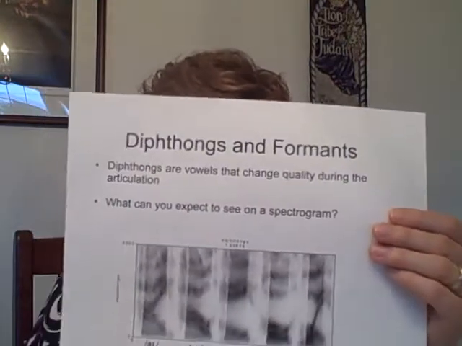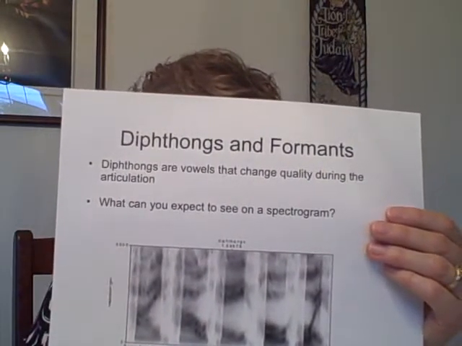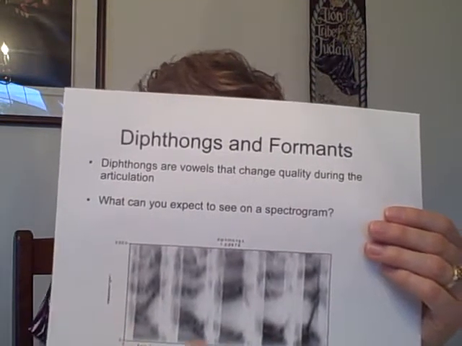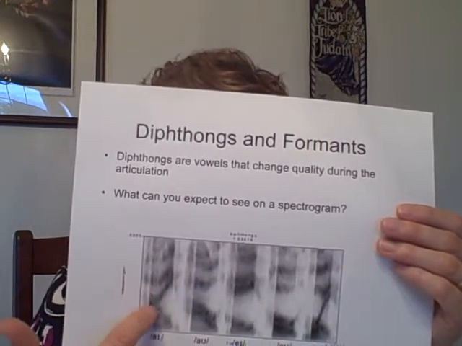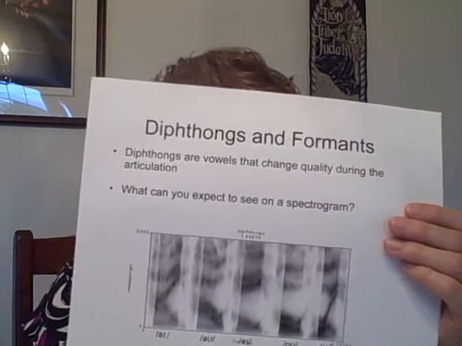Diphthongs are vowels that change quality during the articulation. So what do you see on a spectrogram? In the lecture handout, you can see A, O, E, O, Oi. You can see how the F1 and the F2 change on each of these as the vowel changes.